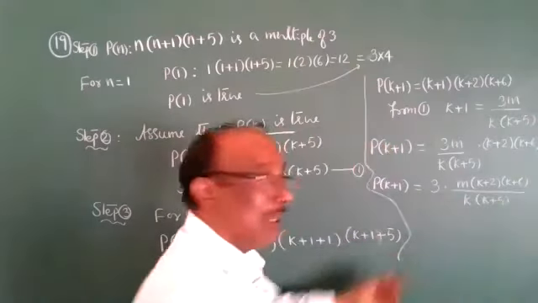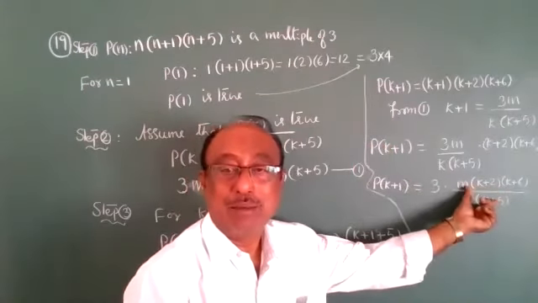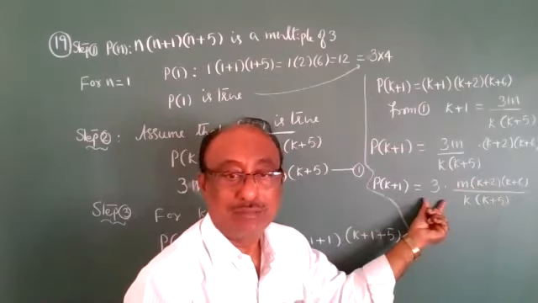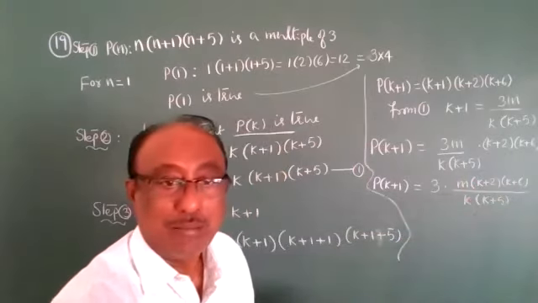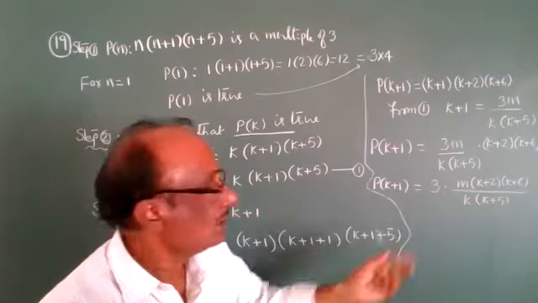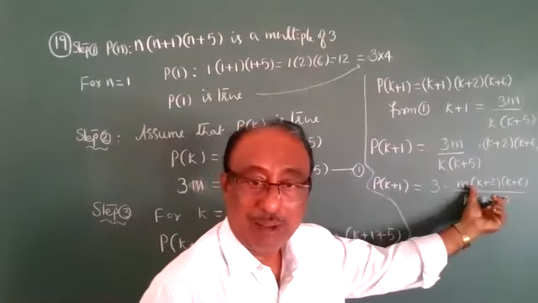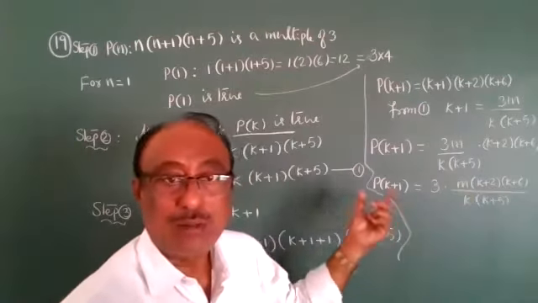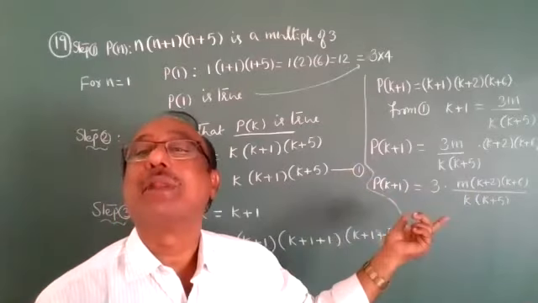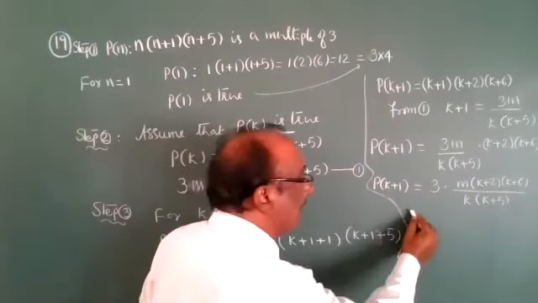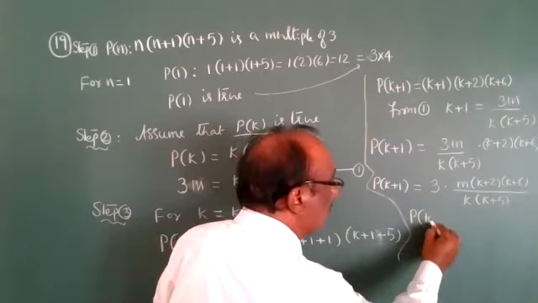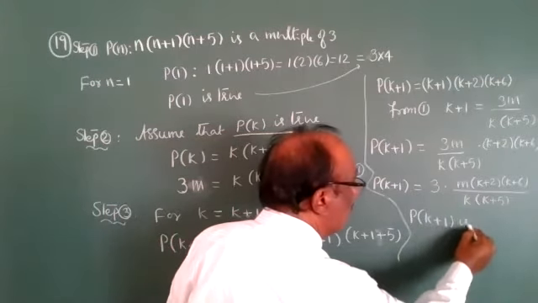It is also a multiple of 3 with some number. So we get 3 with some number. So k plus 1 is also a multiple of 3 with some number. Therefore, P of k plus 1 is true.